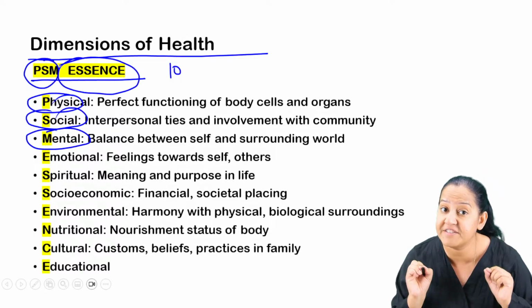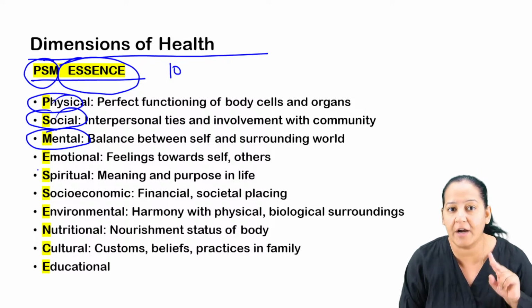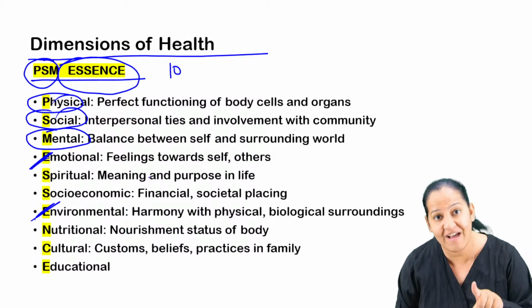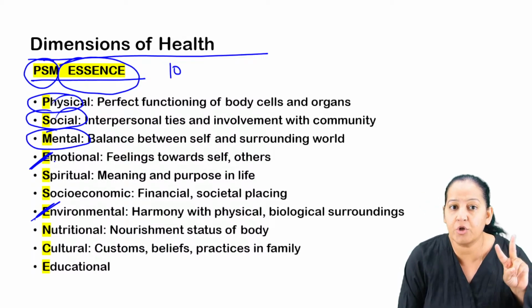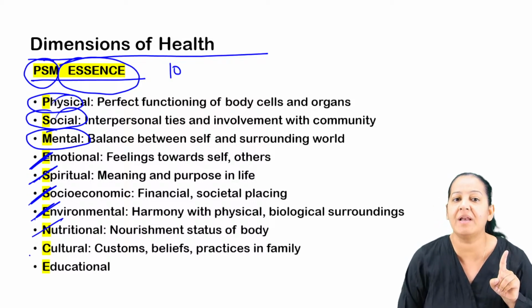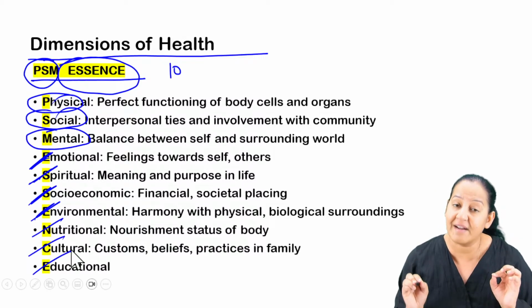You have to learn these dimensions of health. So E, double S, E, and CE. There are 2 E: one is emotional, one is environmental. There should be emotional well-being and environmental well-being. There are 2 S: one is spiritual, one is socio-economic. One N, nutritional; C is cultural; and one more E is educational. So please learn these dimensions of health.